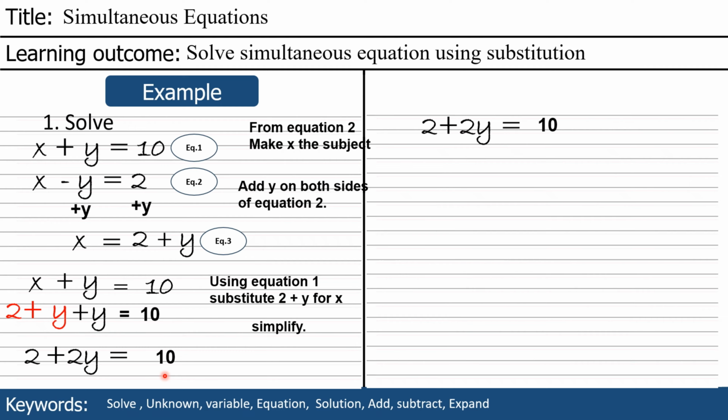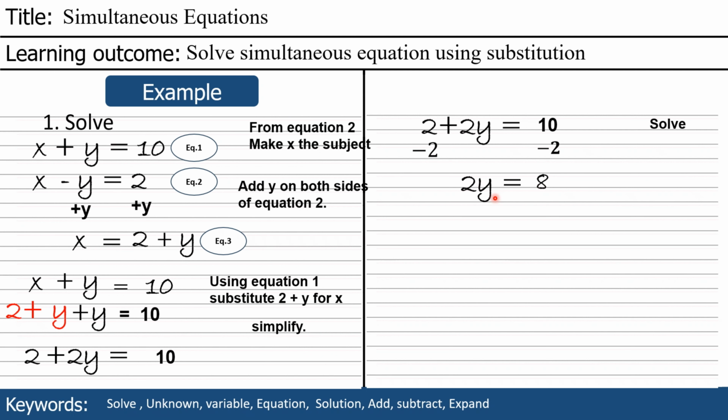So let's solve this equation. So here we do the reverse of add 2, and the reverse of add 2 is subtract 2, and we subtract 2 from both sides of the equation. Now we have 2y equals 8.